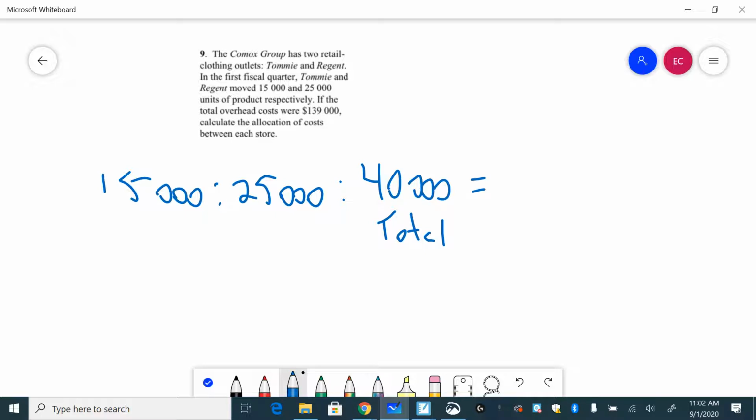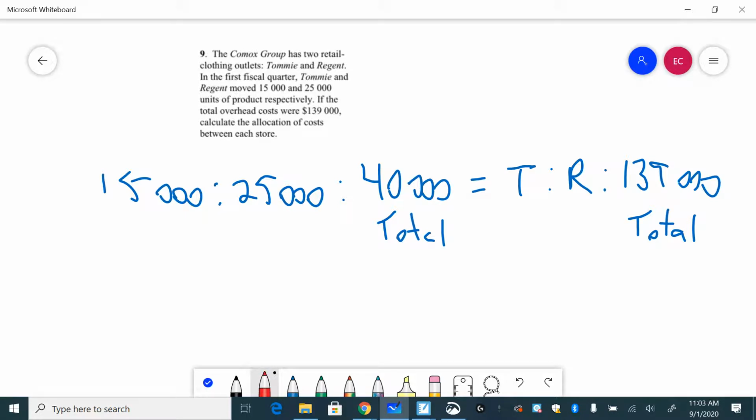Equals. Now, I don't know the amount of money for each store individually, but I do know the total. So I'll do X for the first one, or T, I'll do T. So Tommy, T, I don't know how much overhead cost it is. So T, I don't know for Regent the overhead costs, but I do know the total was $139,000. So again, we got a prorated question because we're dealing with total, total, total. So I had to add that extra column.